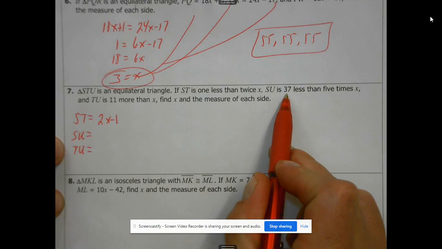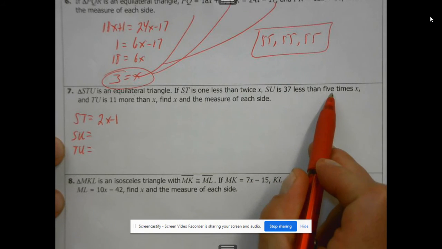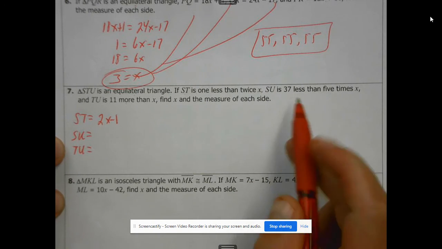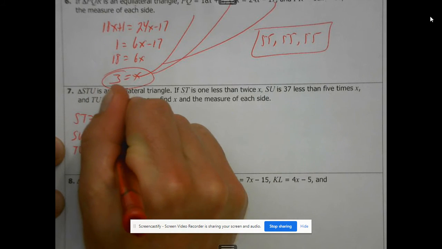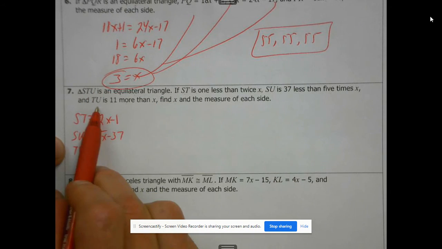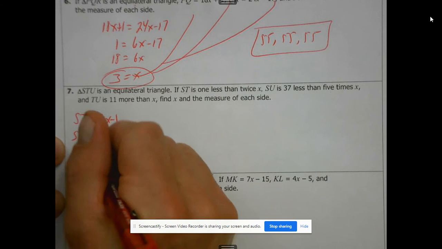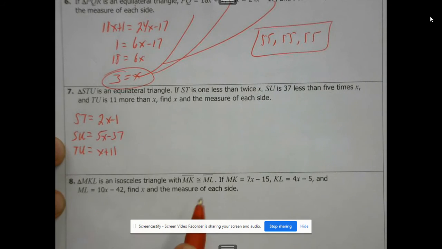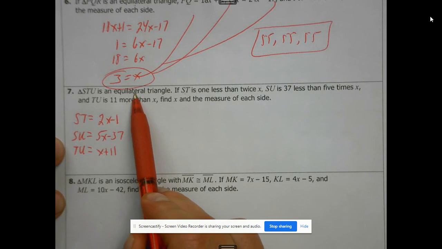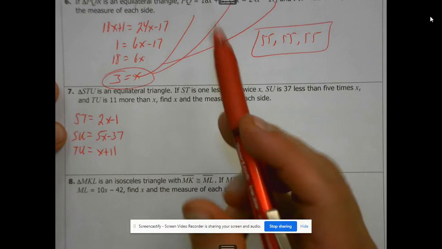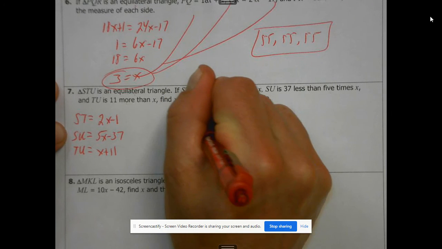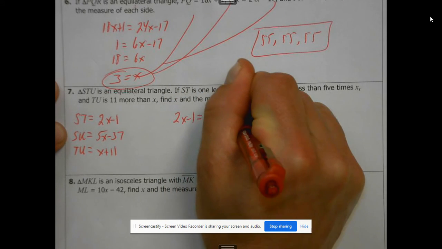SU is 37 less than 5 times x. That would be 5x minus 37. TU is 11 more than x, x plus 11. Once again, it's equilateral. Pick any 2 sides, set them equal to each other, then plug it back in. I will work with the first 2. 2x minus 1 is 5x minus 37.